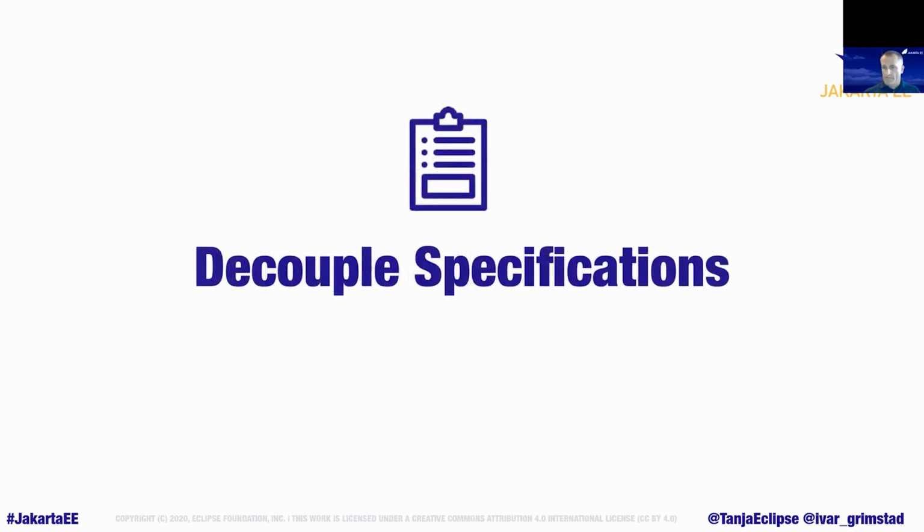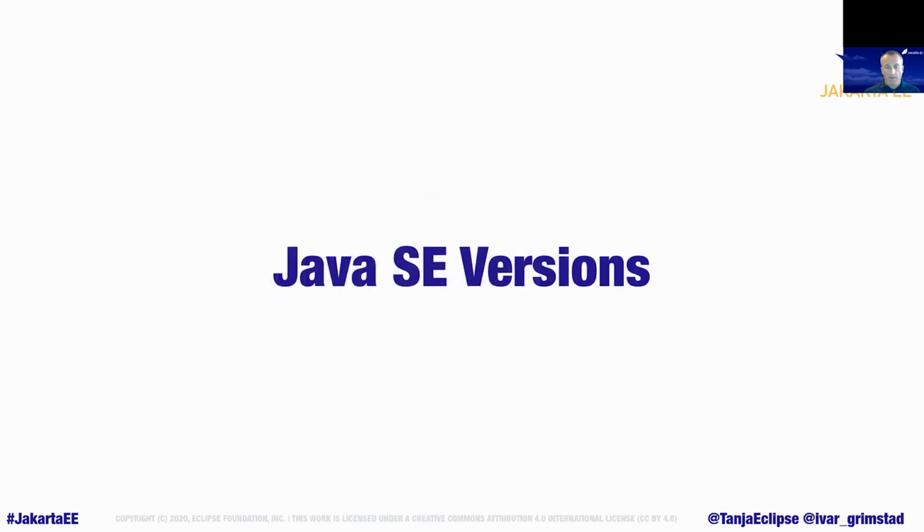We want to decouple the specifications a little bit so we don't have to have so much coordination when we are releasing the specifications. For Jakarta EE 8 and Jakarta EE 9, it's a massive effort to do this, and we want to decouple especially the test suites that are testing the applications, so we can release them more independently. We want to look at having some predictability around the Java SE versions, and which version is most likely to be supported in the next version.